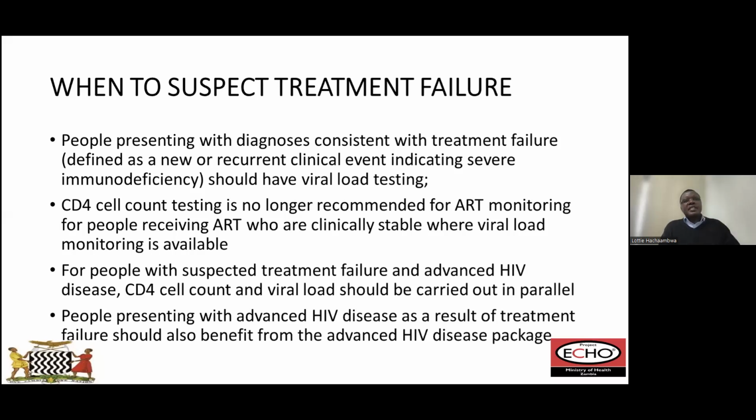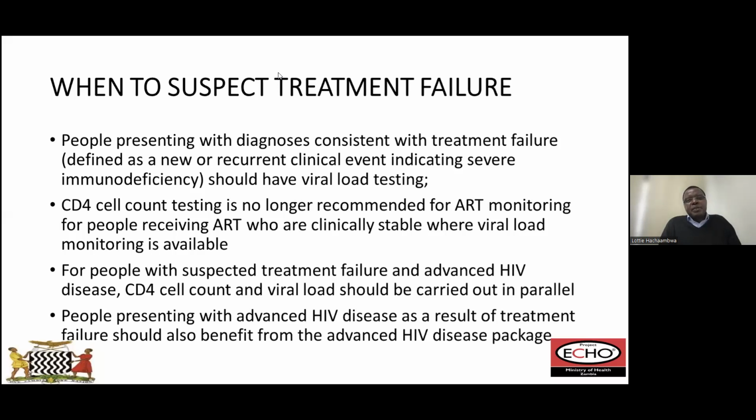So when do you suspect that someone has treatment failure? The long and short of it is that you expect viral load to be suppressed within 6 months of treatment. So if someone has been on treatment for at least 6 months and they're not suppressed, if you've done a viral load, then you'd be concerned for treatment failure. But before you do a viral load, at any other point, what can prompt you to think that there could be treatment failure in a particular individual?